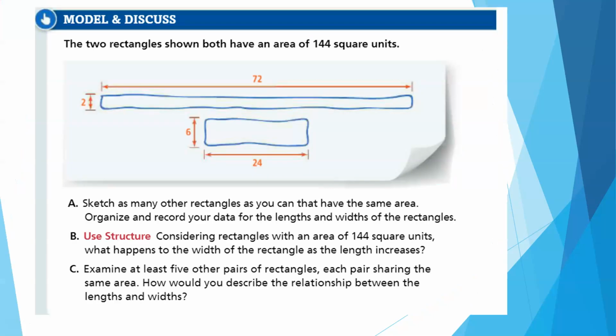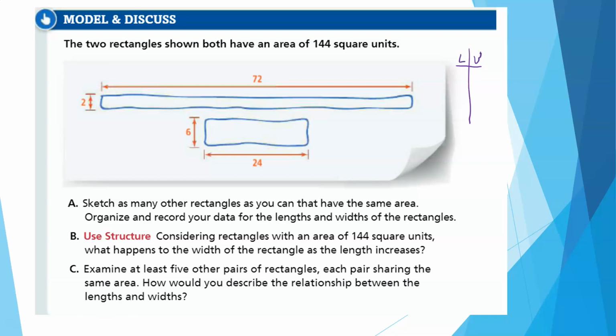Before we begin, I want to look at this model from the Pearson curriculum. It says there are two rectangles shown below, and they both have an area of 144 square units. Remember, area is length times width. Part A wants you to sketch as many other rectangles as you can that have the same area. Organize and record your data for the lengths and widths of each rectangle. So pause the video and see how many rectangles you can make.